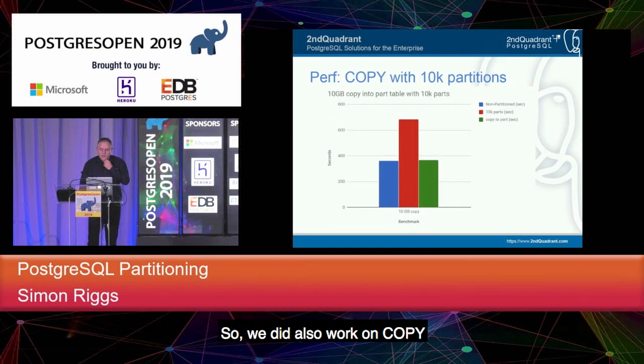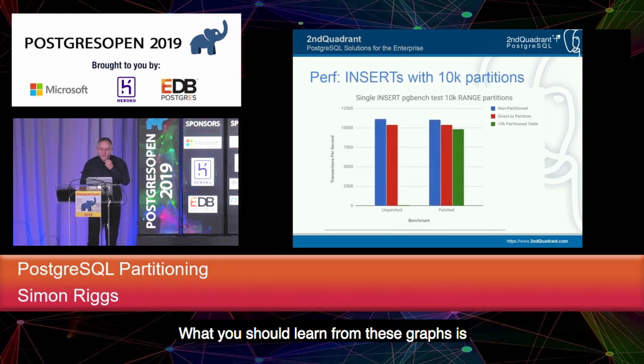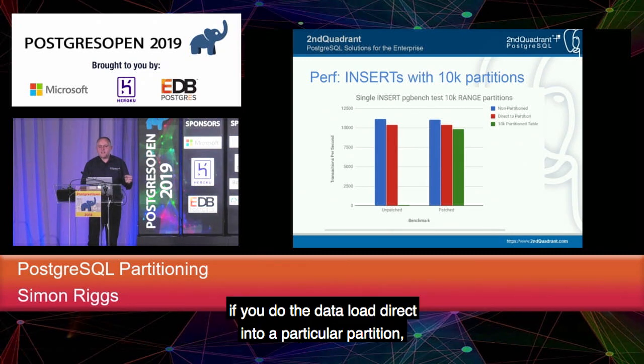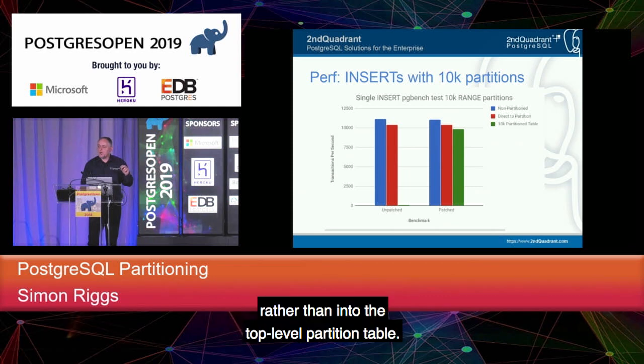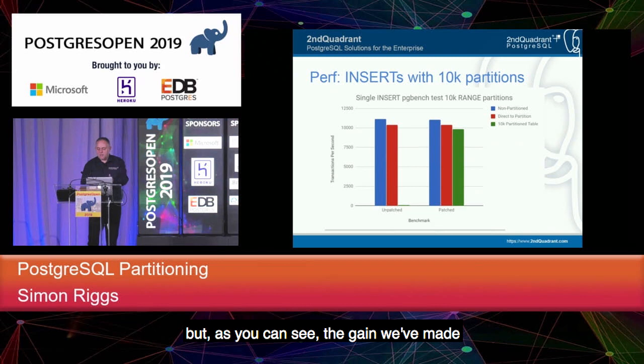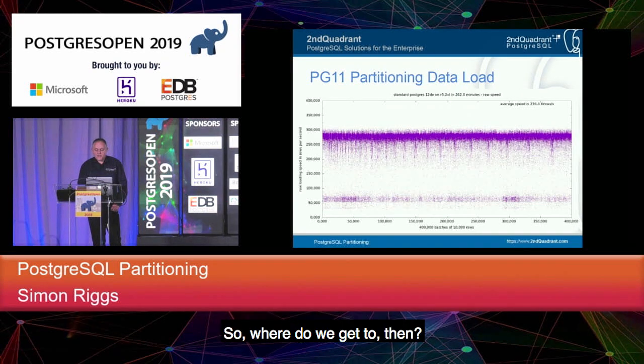So we did also work on COPY into tables with 10,000 partitions. What you should learn from these graphs is there is a slight performance advantage if you do the data load direct into a particular partition rather than into the top level partition table. It's a slight advantage. It's not really worth gunning for if it's complex to do. But as you can see, the gain we've made is really quite dramatic over Postgres 10. So where do we get to then? Sorry, this is Postgres 12.